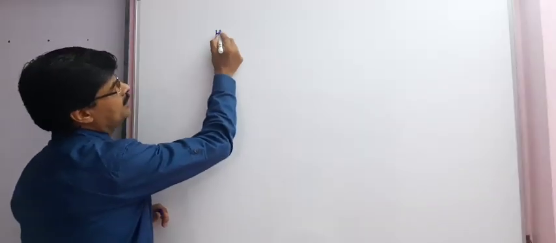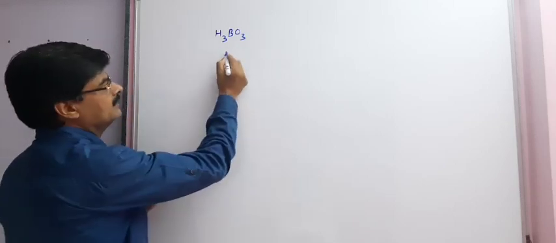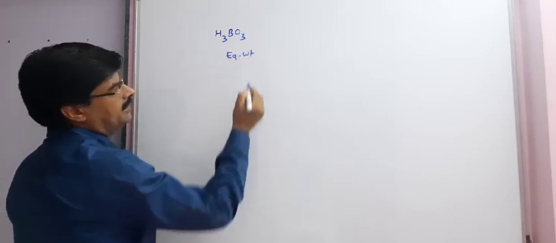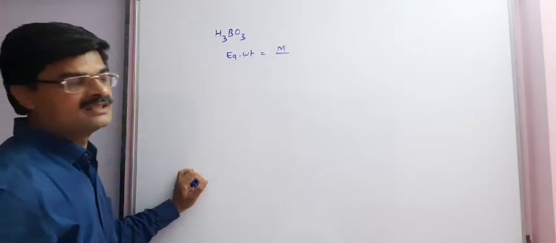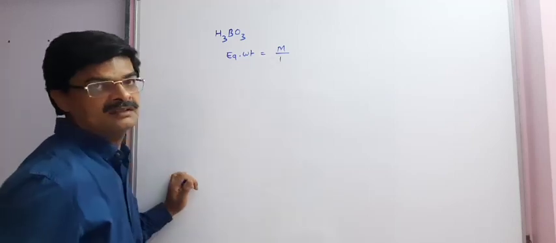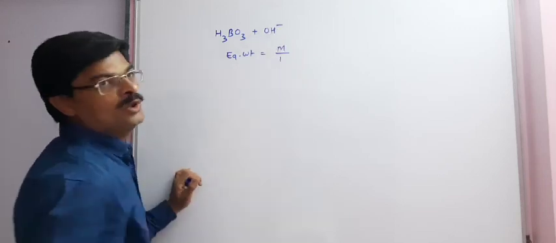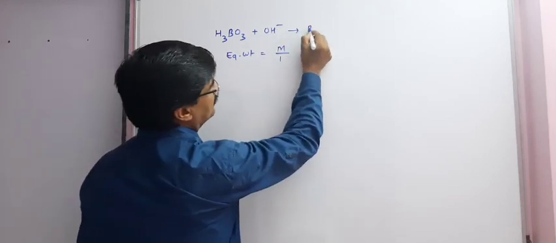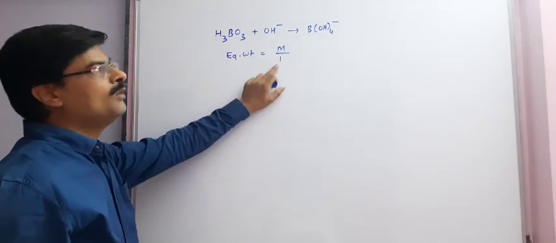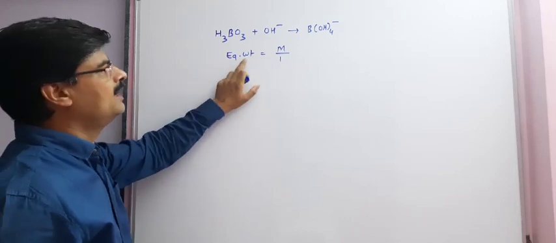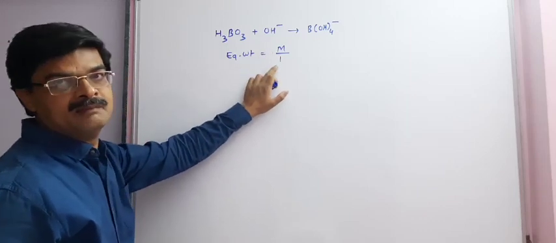Now for H3BO3, equivalent weight is obtained by molar mass of boric acid H3BO3 divided by simply 1, because H3BO3 on accepting OH minus converts to B(OH)4 minus. So we can say it is a monobasic acid, and that is why equivalent weight of H3BO3 is obtained when its molar mass is divided by 1.